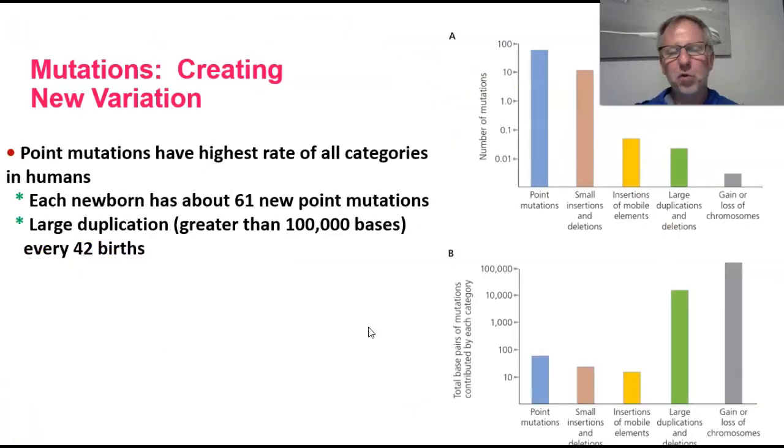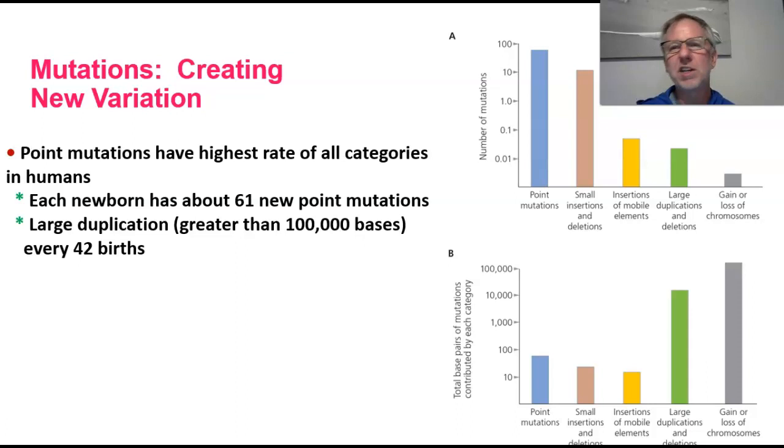So here's some nifty little graphs to check out. We're still on the topic of mutations creating new variation. And now these graphs are showing you, the upper graph is showing you, out of these different categories of mutations, which ones are the most common and which are the least common. And as you can see, point mutations have the highest rate of production of all the categories of mutations in humans. But this applies not just to humans, but this is reflecting humans.